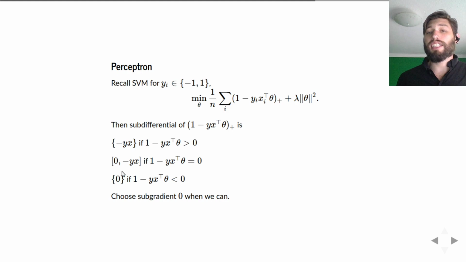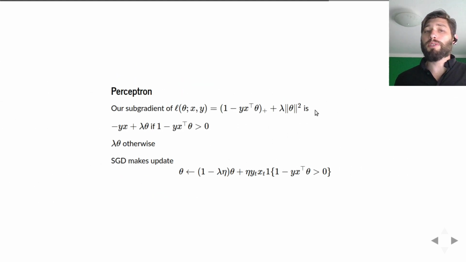And then it's exactly 0 if you're on the correct side of the margin, because then the loss is just 0 exactly. And in this interval, we're just going to choose the subgradient to be 0 whenever we can. So this is a subdifferential. The subgradient being 0, if this happens, we'll just set the subgradient to 0. So we don't have to really think about this subdifferential too deeply anyway.